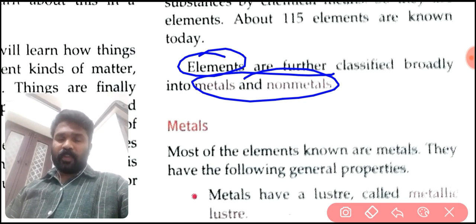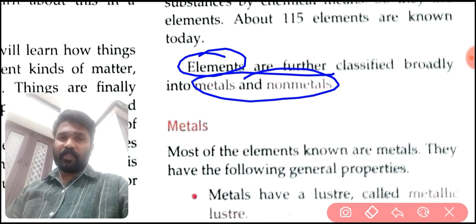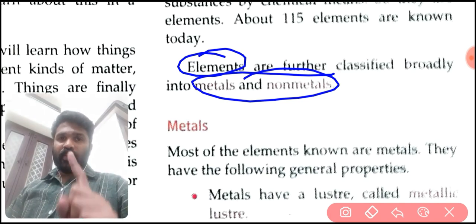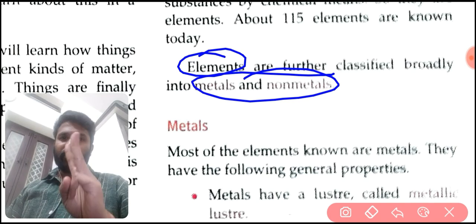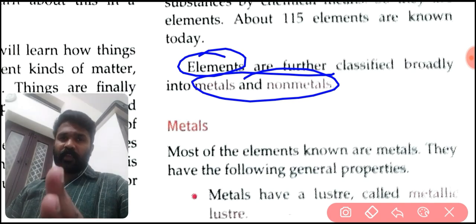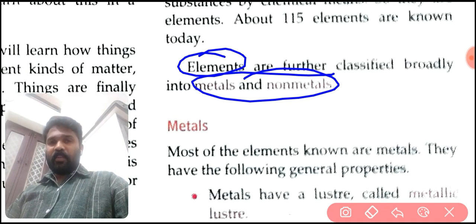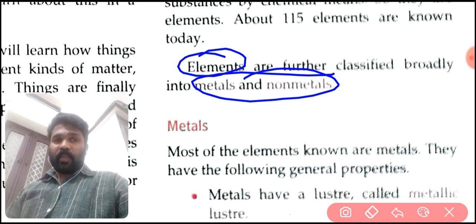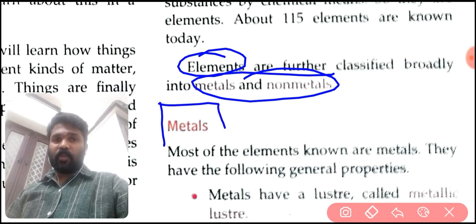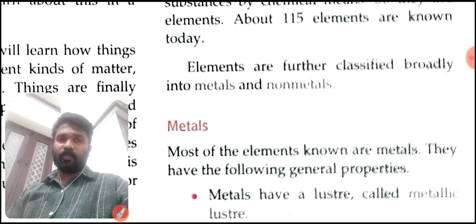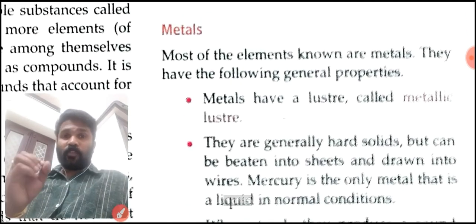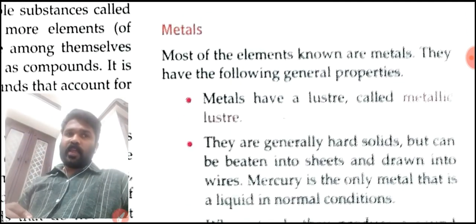Okay, substances we have divided into three: elements, compounds and mixtures. In this category we are discussing now the elements. Here we can divide elements into two, metals and non-metals. Now we are going to start the discussion about the metals. Okay students, please listen to the class. Most of the elements known are metals.